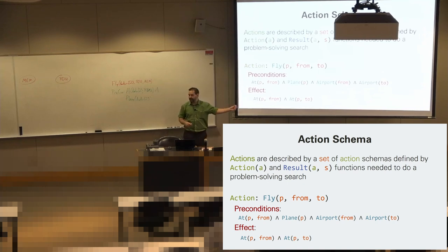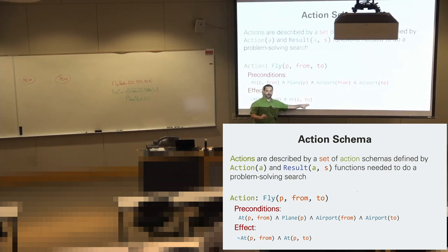Remember that example I gave in Prolog, where I can do an action, assert something in Prolog, or retract a fact? That's where this effect comes into play. Sorry, I will fix that. That should say I'm no longer at, or that plane is no longer at that from location. Am Air 123 is no longer at RDU, and Am Air 123 is at Memphis.